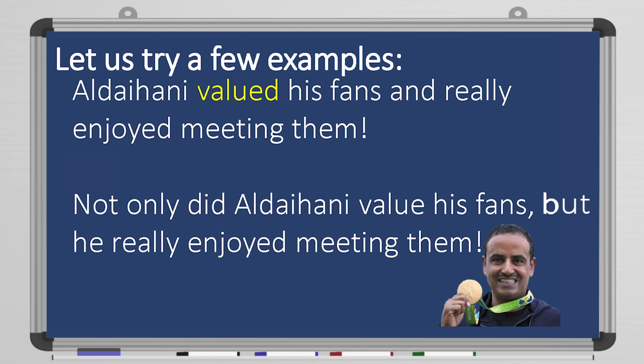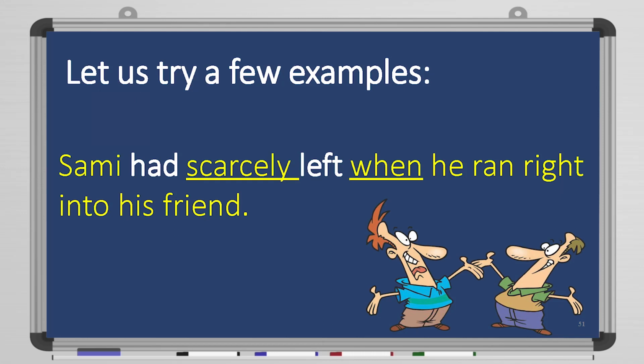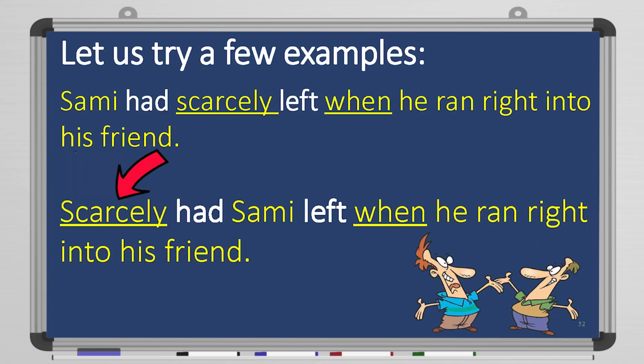And now, another example here. Sami had scarcely left when he ran into his friend. Look at the word "ran into" before we look at the sentence. What is it similar to? We've taken a similar word here. Ran into is similar to bump into. Sami had scarcely left when he ran into his friend. And here scarcely is our adverb, so we're going to start with it. Scarcely had Sami left when he ran into his friend.